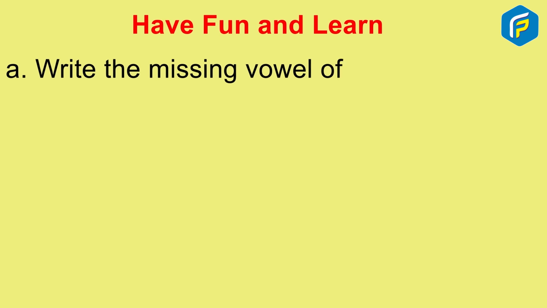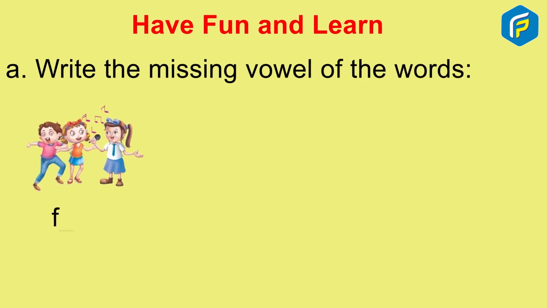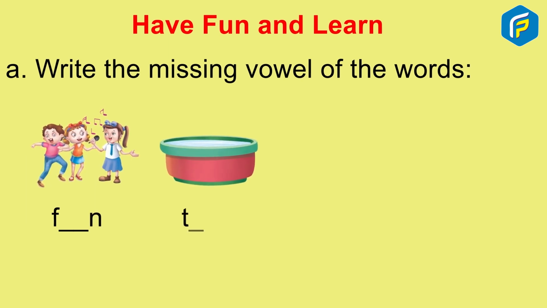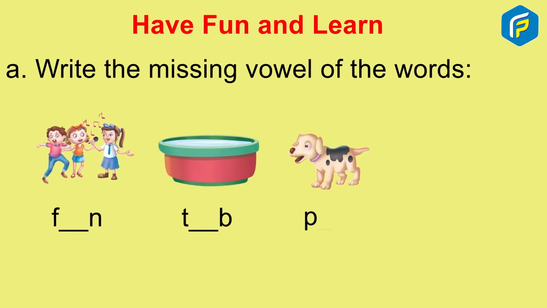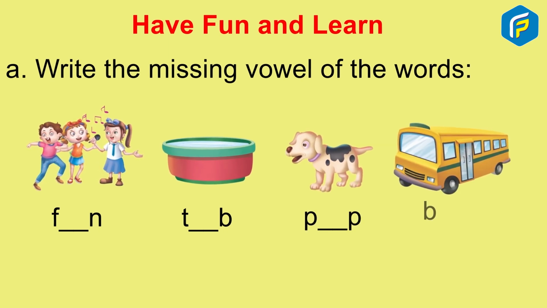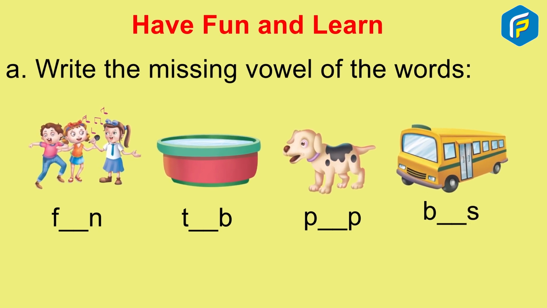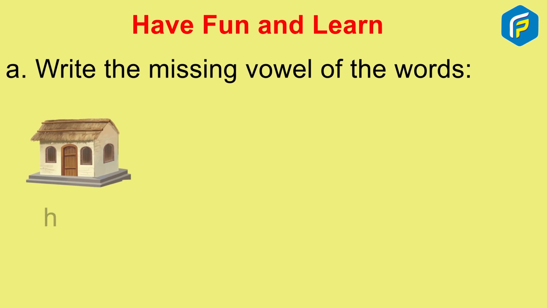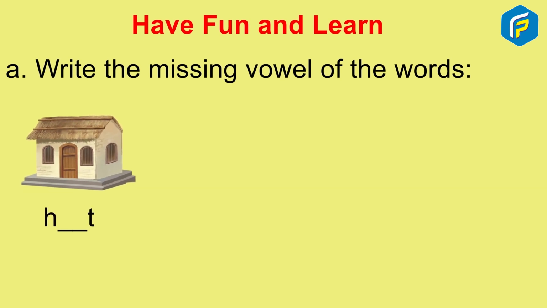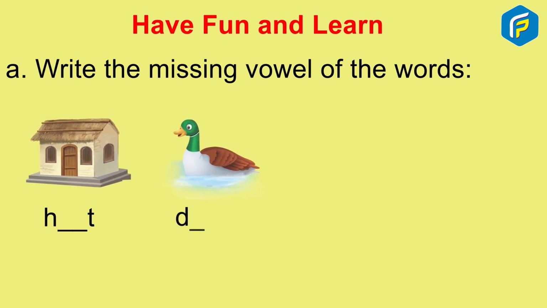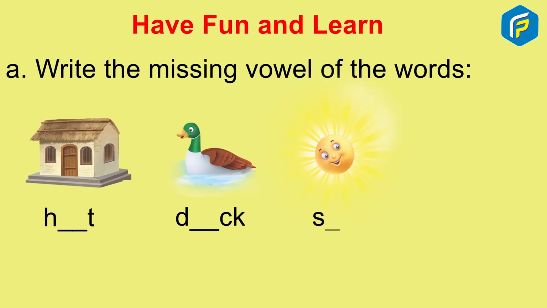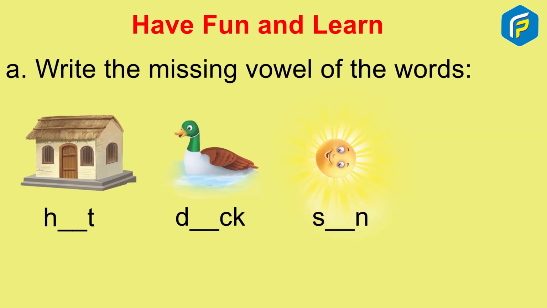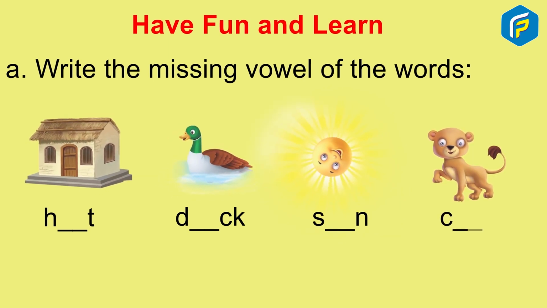Write the missing vowel of the words. F U N, fun. T U B, tub. P U P, pup. B U S, bus. H U T, hut. D U C K, duck. S U N, sun. C U B, cub.